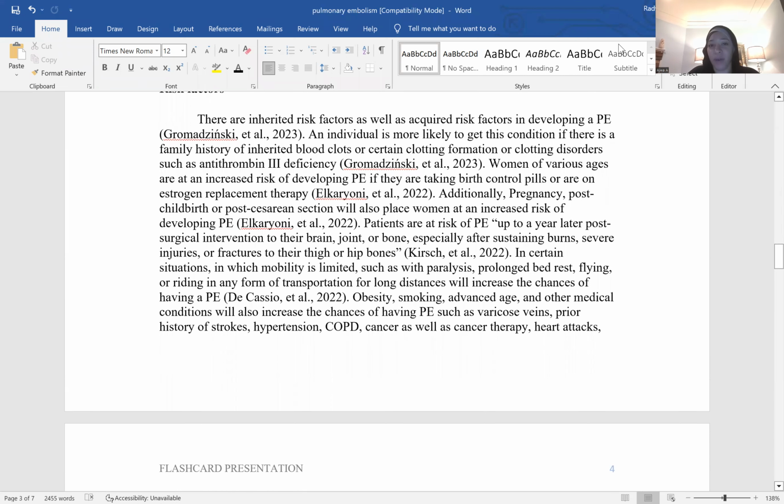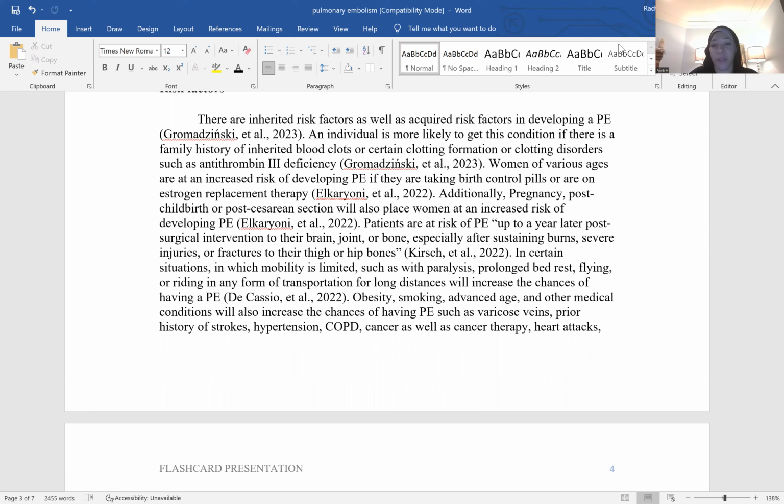There are inherited risk factors as well as acquired risk factors in developing a PE. An individual is more likely to get this condition if there is a family history of inherited blood clots or certain clotting formation or clotting disorders, such as antithrombin 3 deficiency. Women of various ages are at an increased risk of developing PE if they are taking birth control pills or on estrogen replacement therapy. Additionally, pregnancy, post-childbirth, or post-C-section will also place women at an increased risk of developing PE.